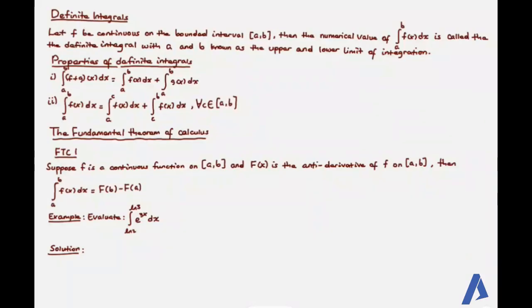አሁን ደግሞ definite integrals እናያለን. Let's say we have a continuous function f on the bounded interval between a and b. The numerical value of the integral of f of x between a and b is called the definite integral, with a and b known as the upper and the lower limit of integration. ስለዚህ ፕሮፐርቲዎቹን እናያቸው። ፕሮፐርቲዎቹ በጣም ቤዚክ ናቸው። the summation distribute ይደረጋል about integration.